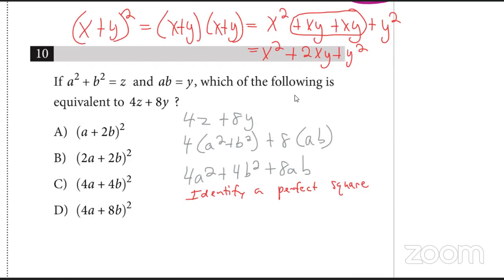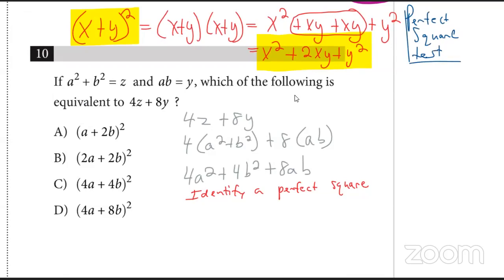And so what we're talking about is identifying, if I have something that looks like this, then it's a perfect square and it factors this way. It factors to x plus y squared. Now, taking that a step further, there's something that we refer to as the perfect square test. The perfect square test would allow you to test out the components of a trinomial quadratic and determine if it needs to be factored as a perfect square.